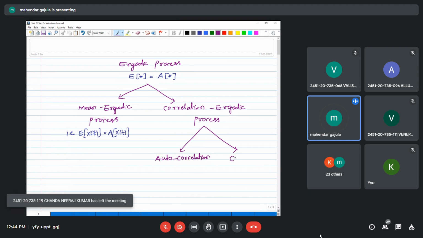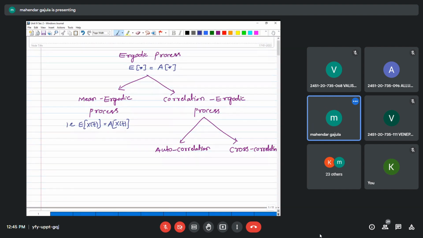Autocorrelation, cross correlation. Correlation, autocorrelation means what? Can someone tell me? What is autocorrelation?